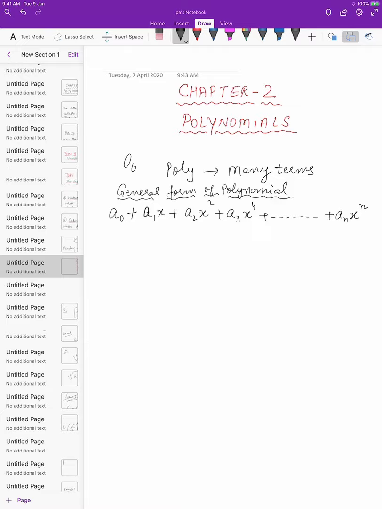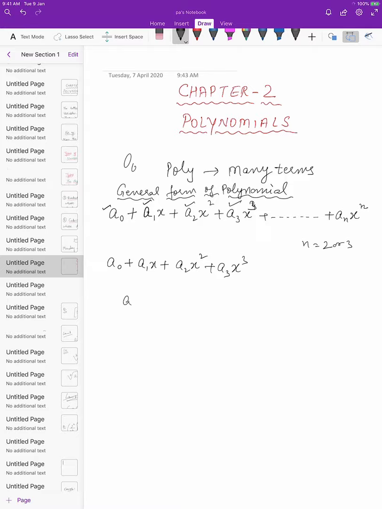If I say n is equal to 2, that means there are only 3 terms. So I will restrict my polynomial only up to 3 terms like this. If n is equal to 3, I will add one more term to this. Like this. So this is the general form of a polynomial.